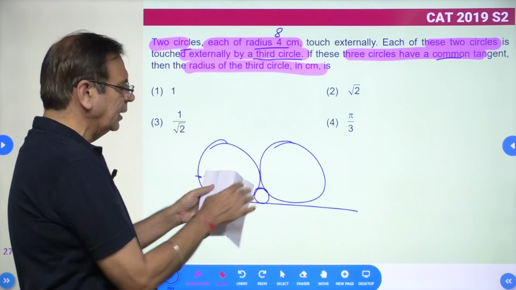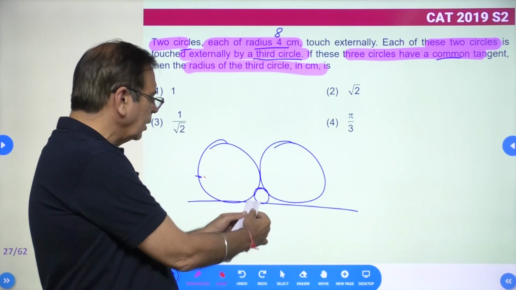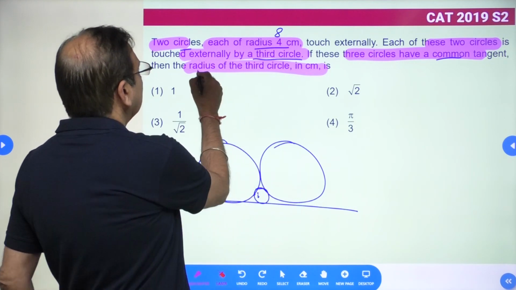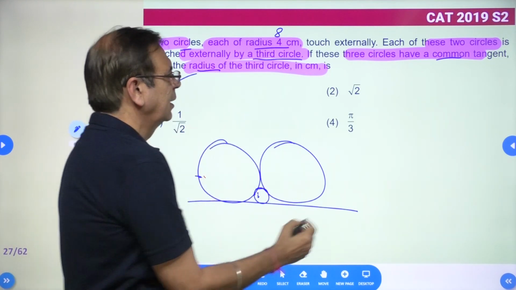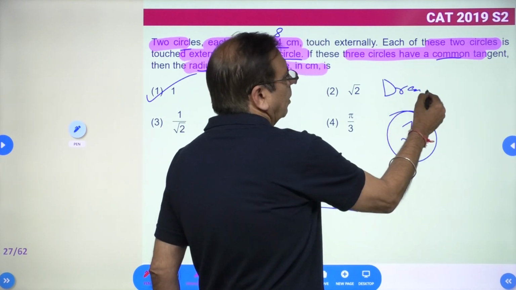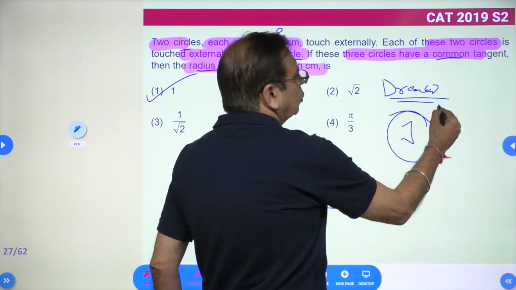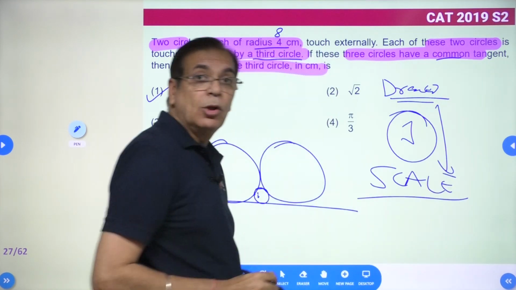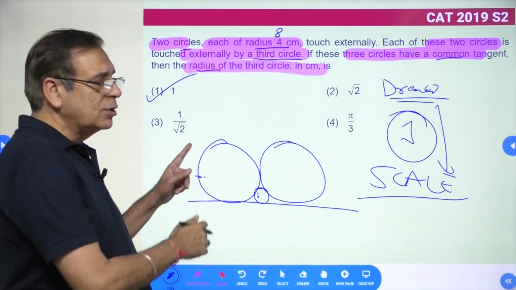it came out to be 8 centimeters. And when we look at the smaller circle, it is coming out to be a diameter of 2 centimeters. So what should be the radius of the third circle? 1 centimeter. A standard jugaad for geometry is to draw the figure to scale. Make sure you draw the figure to scale, and hence you will be able to get the answer very fast.